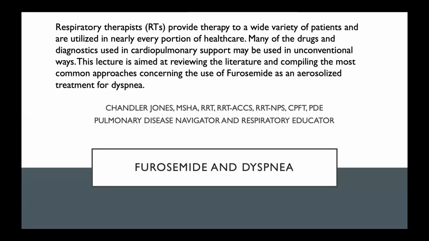Respiratory therapists provide therapy to a wide variety of patients and are utilized in nearly every portion of healthcare. I'm in a hospital, but it's more the ambulatory side almost. Many of the drugs and diagnostics used in cardiopulmonary support may be used in unconventional ways. We respiratory therapists are the MacGyvers, right? We can make it happen. We can get some O2 to you. We can ventilate you one way or the other most of the time.